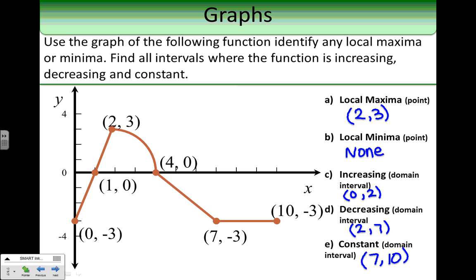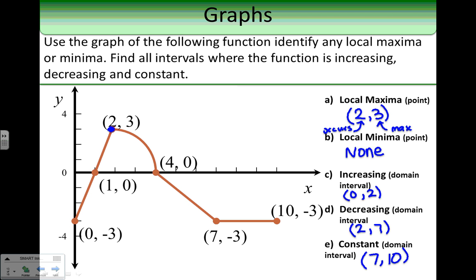All right, so here are those answers. Your local max should have been 2, 3. So this is the max, and this is the value at which it occurs. The maximum is 3, and that occurs at x equals 2. Right here, there was no local minimum, because even where we're decreasing, it goes to constant. It doesn't immediately start increasing, so we can't consider that a minimum.